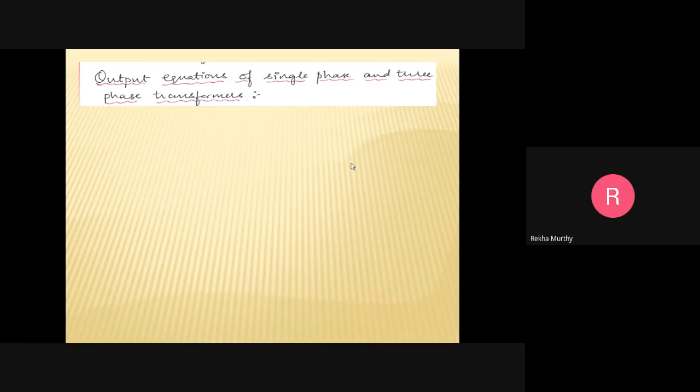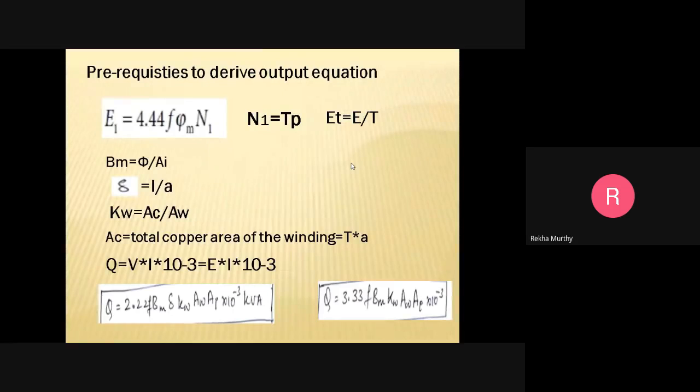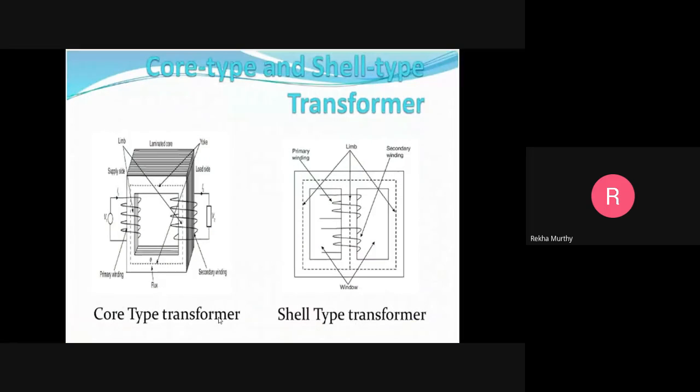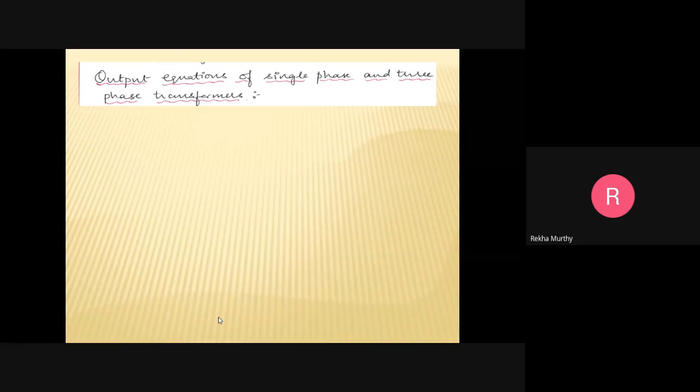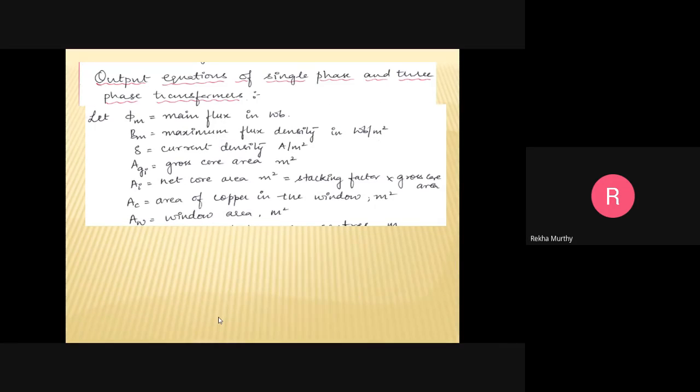Next, you need to define some parameters. Because what is the actual formula? The output equation is 2.22 F into Bm into delta into Kw Aw Ai. What do you mean by F? What do you mean by Bm? What do you mean by delta? What do you mean by Kw? What do you mean by Aw, Ai? So all these things you need to define. What I will do here, you don't take down, just observe. This part you can take down later after deriving it. So don't waste time here.